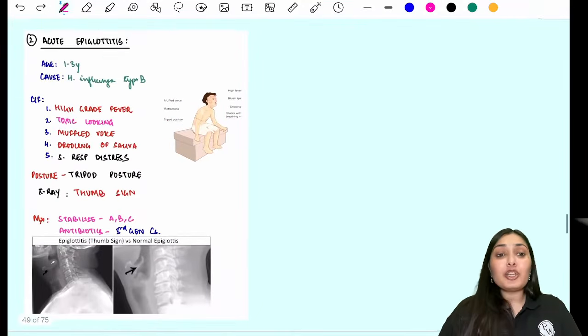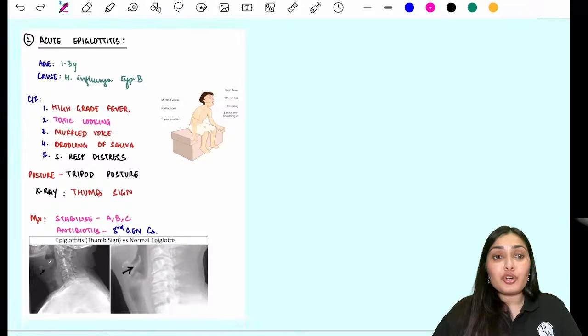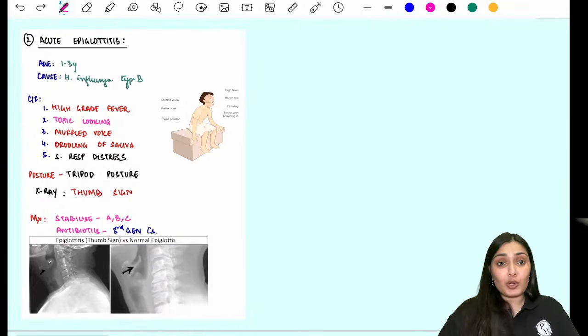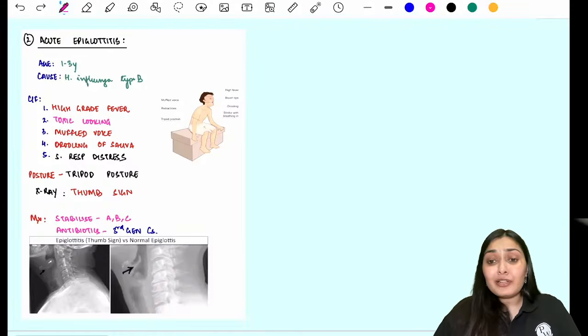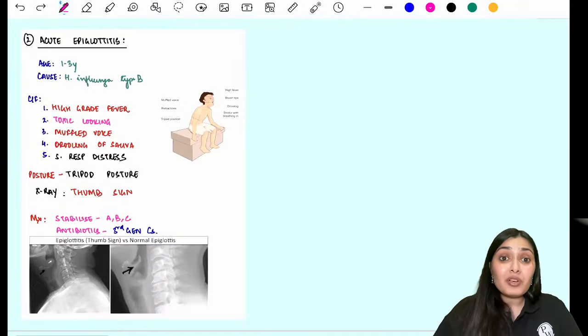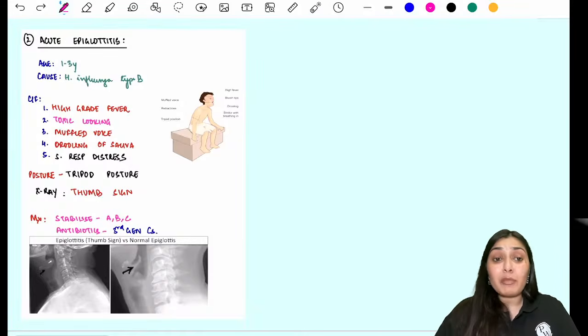Now, a similar condition which is often compared with laryngotracheobronchitis is acute epiglottitis. In which age group do you see this? You see it in 1 to 3 years of age. Here the cause is bacterial, Haemophilus influenzae type B. What are the clinical features? This child will be very toxic looking. A bacterial infection is very bad, so there will be high-grade fever. This child will be toxic looking and will have a muffled voice.